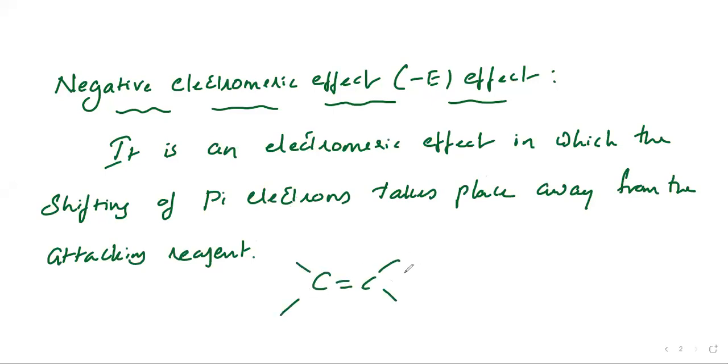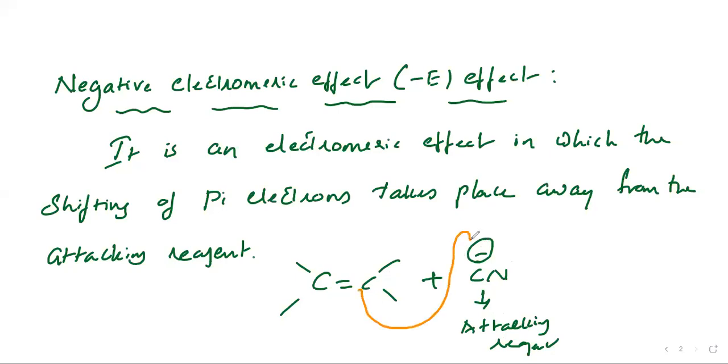Carbon-carbon double bond, plus this is the attacking reagent, students. Here CN minus is the attacking reagent. Understood? So what happens here? How is the pi bond shifted? The CN minus is going to attack like this. The pi electrons will be shifting away from the attacking reagent.